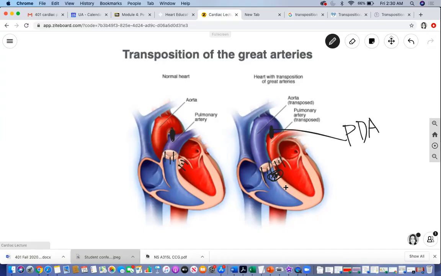So, number 6, the nurse is preparing the infant for transport. What orders would the nurse expect to find? So, let's think about what are all of the things that this baby will need in order to stay alive until they can get to a center that can do a procedure that will save this baby's life. So, what I can tell you is that none of these procedures are performed here in Alaska.